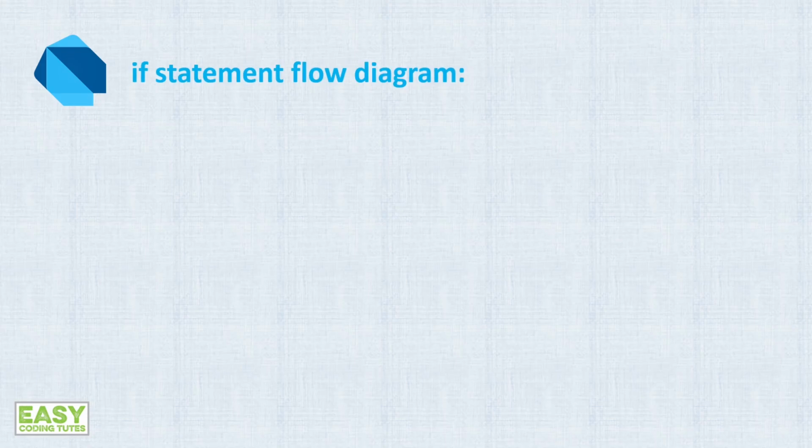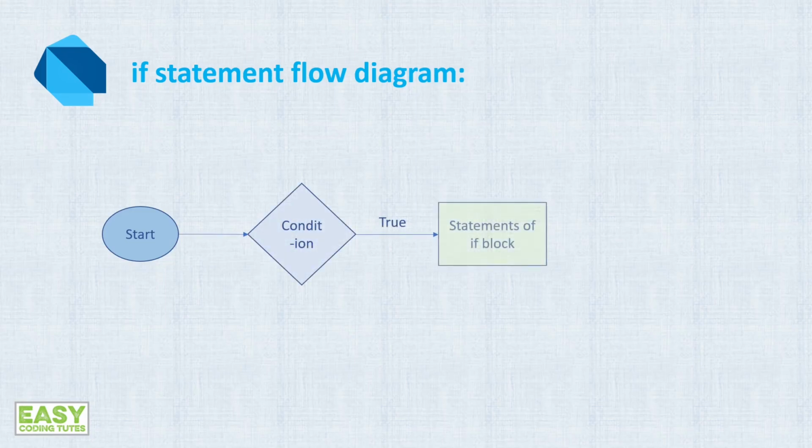So let's understand the flow diagram of if statements. When we run our program, it checks the condition of the if statement. If it's true, then it will simply execute the statements of the if block, then our program will be terminated. So let's understand it with the help of one example.